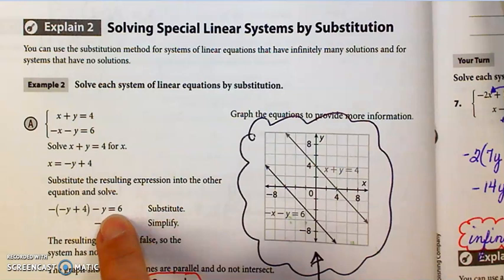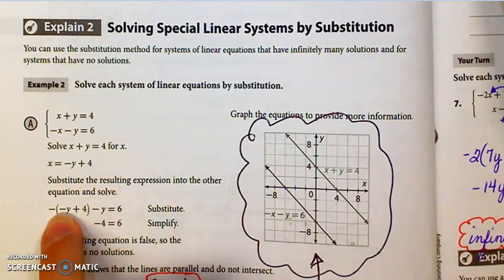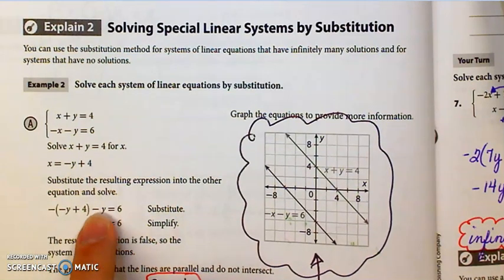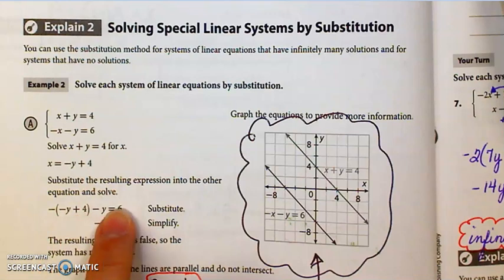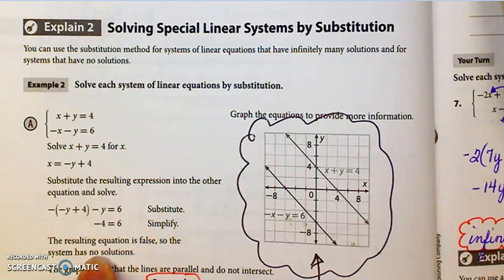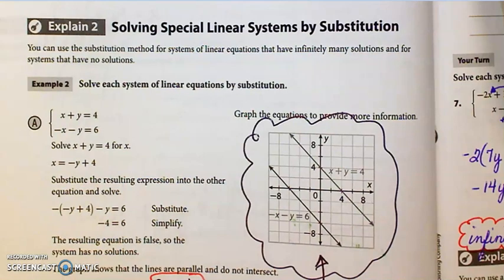But when you do that, you get a negative times a negative. That's a positive y. That's minus y. Y minus y is no y's anymore. And then negative times 4 is negative 4. So you have no more variables at all, and you have a statement that says negative 4 is equal to 6. And that's not true. So if you get something like this, and the resulting equation is false, that means the system has no solutions at all.